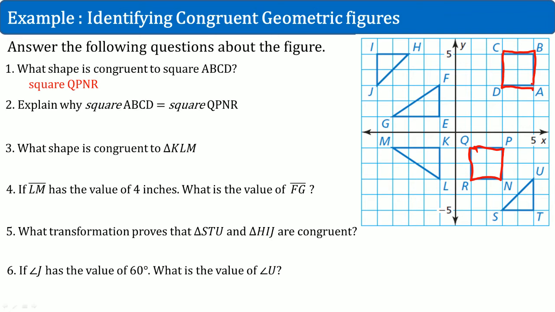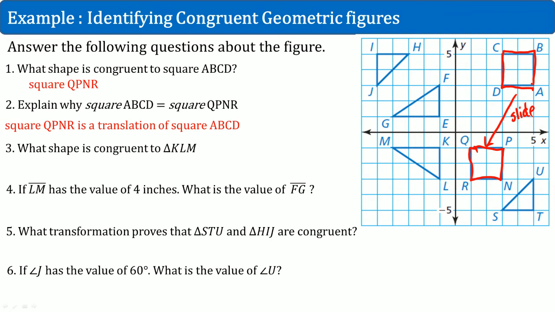The reason why is square Q, P, and R is a translation of square A, B, C, D. That means they slide down here. The fact that you can slide this square on top of this square, you can say that they are congruent.